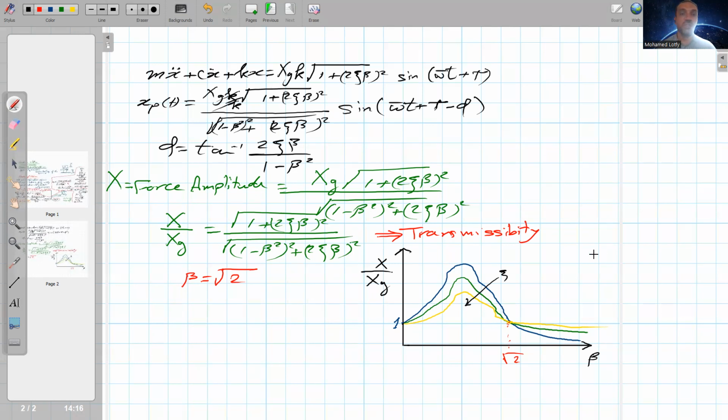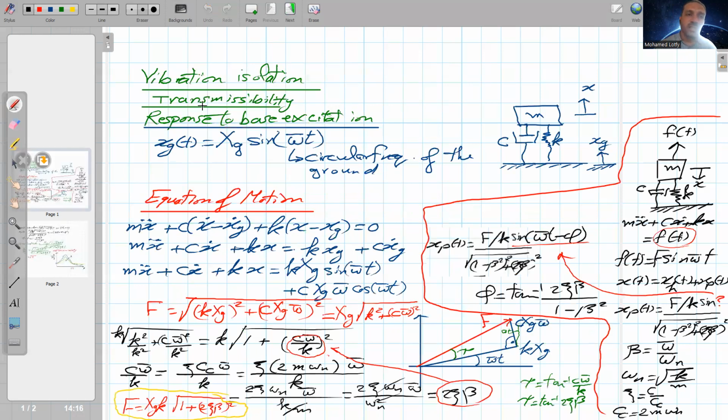Okay, this is about the transmissibility of the systems. As we said, we can call it vibration isolation because we are isolating the vibration of your system from the vibration of the ground. It may also be called response to base excitation, because this is the response of your system, which is this mass, to the vibration or the base excitation, the base on which it is fixed or supported. Okay, thank you very much.